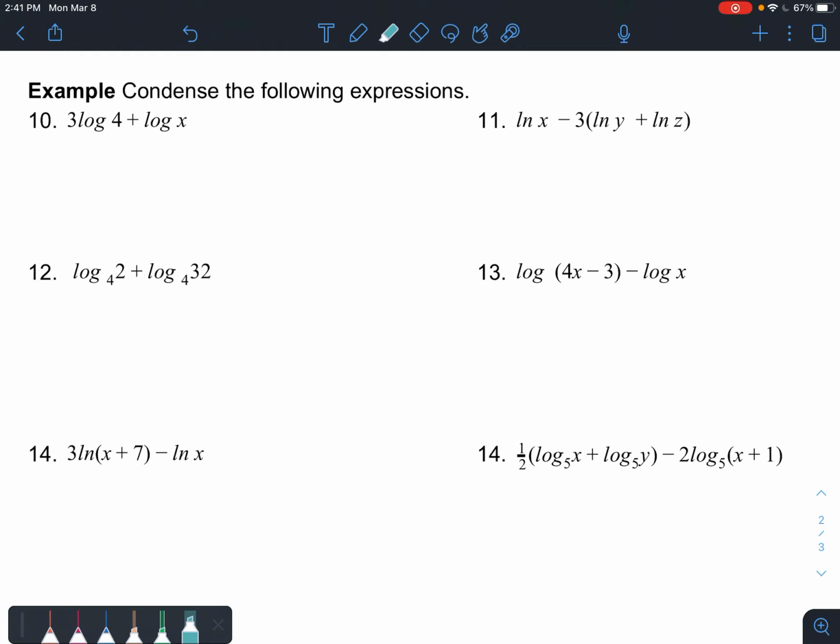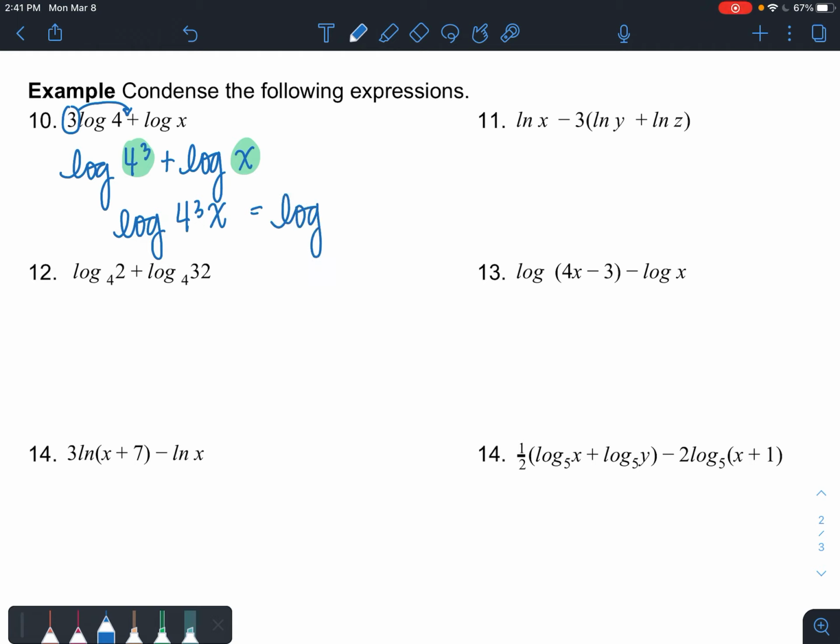Condense the following. Okay, so first, let's start by getting it so the logs are the only thing out front. So for this one here, I'm going to take my power rule to move this up to the top. So I have log of 4 to the 3 plus log of x. Because I have 4 to the 3 and x, I can multiply those things together. So I get log of 4 to the 3 times x, which is equal to log of 64x. So that right there is my final condensed answer.